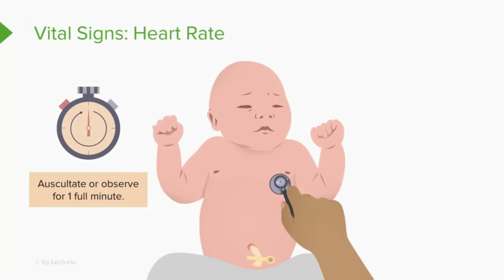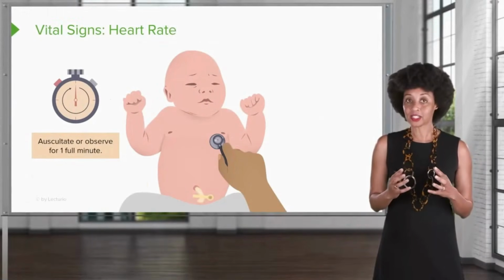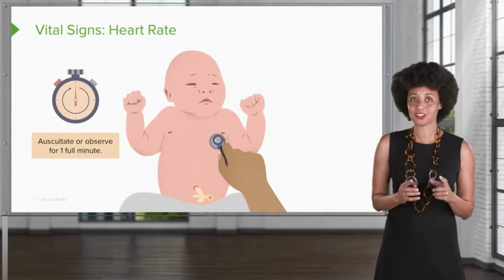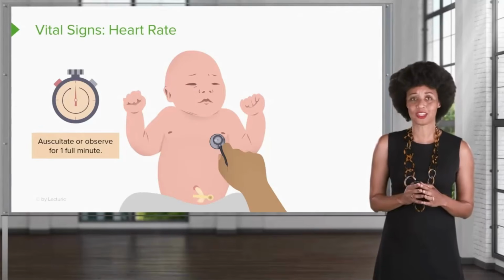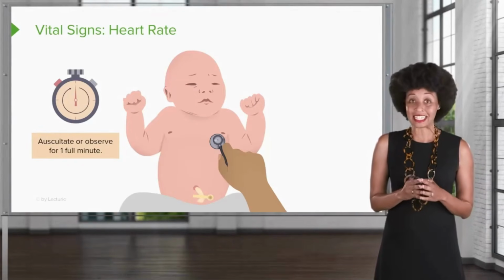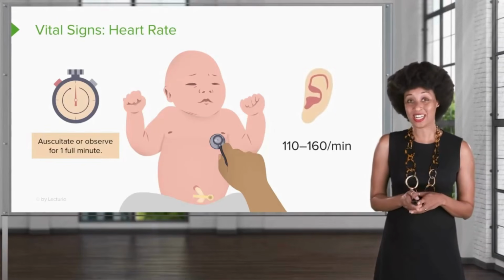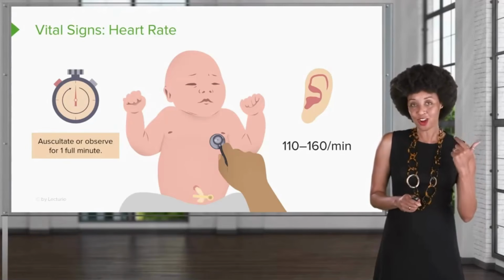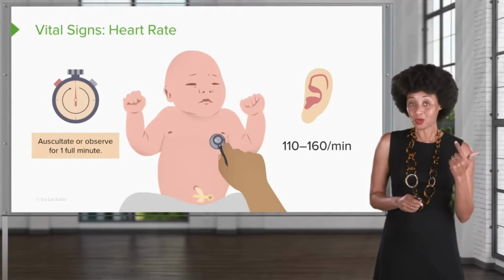Now on the next minute, you can also count the heart rate. Again, this rate must be counted for a full minute. The heart rate may be slightly irregular, and oh my goodness, the heart rate is very challenging to count. This is one of the most difficult skills for my nursing students because the heart rate is still beating at a rate of 110 to 160 beats per minute, just like it was in utero.